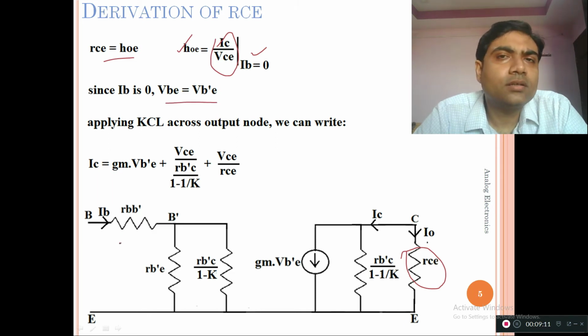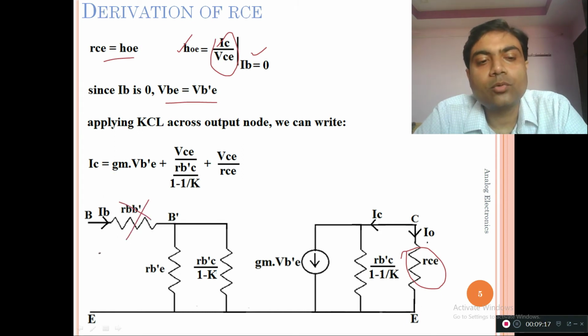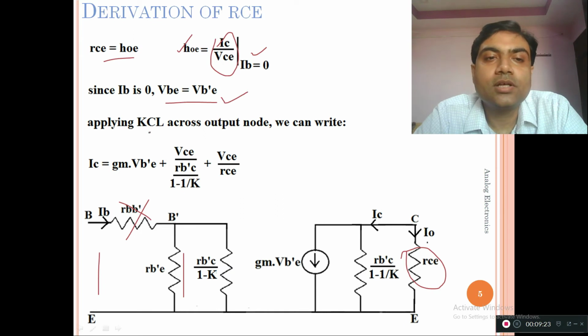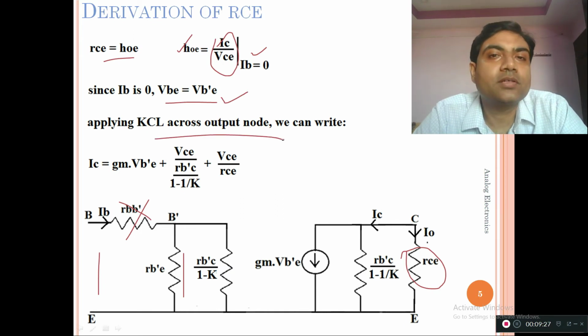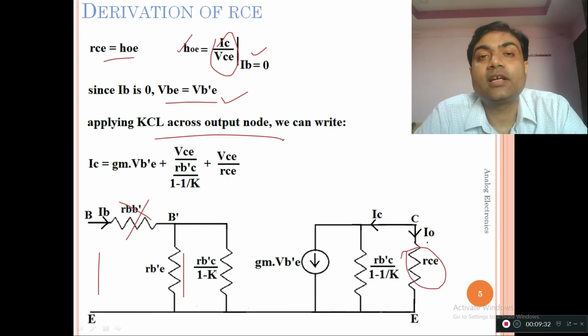We have already done this in the previous case as well. Since IB is 0, there is no meaning of this resistance. So whatever voltage is present across here, that comes out here as well. So we can write VB as equal to VB dash E. Now I am applying the KCL at the output node, as I told you in the previous case, where we applied the KCL at the input node. Now we are applying the KCL at the output node, because we are interested to calculate this value RC.